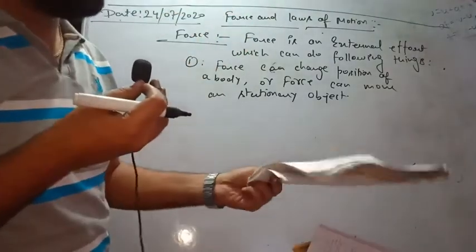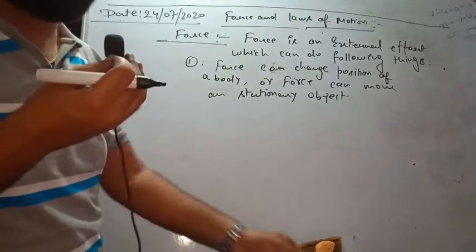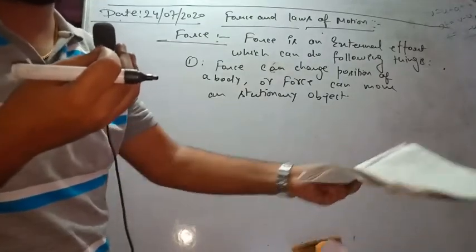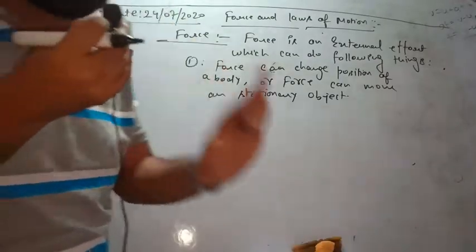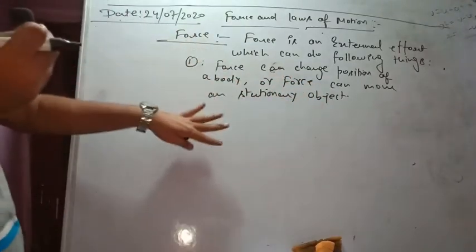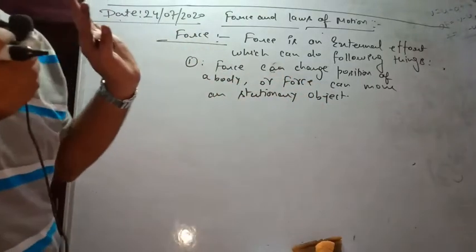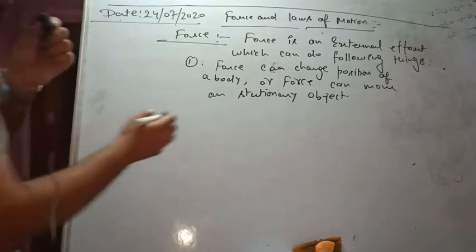This copy is on the table. I want to move it. So I have to apply a certain amount of force. So force is the only cause which can move a stationary object. So this is the first thing which force can do.